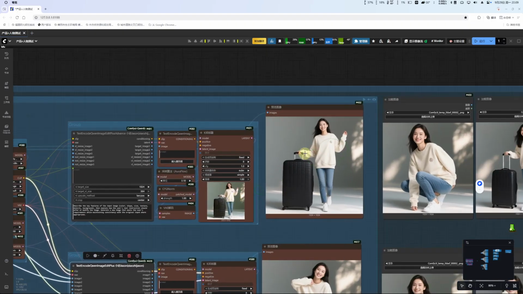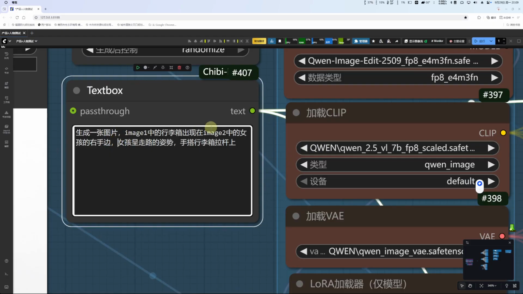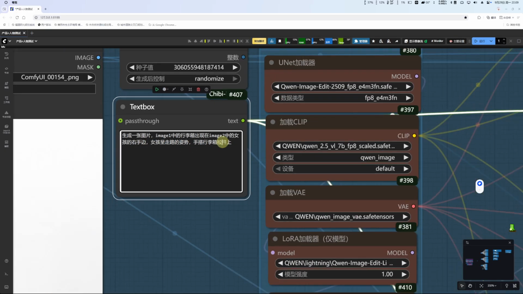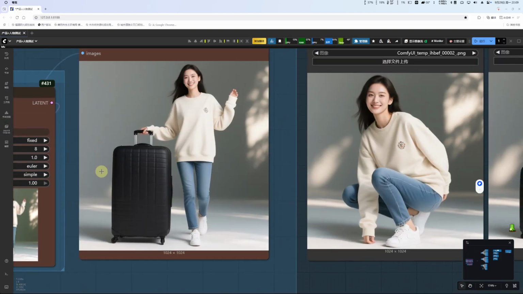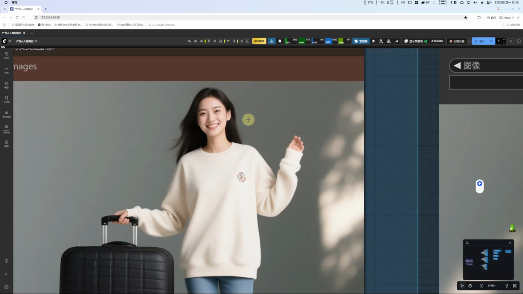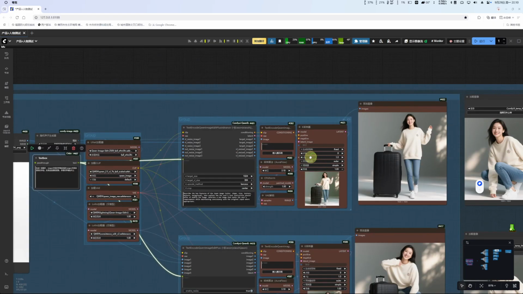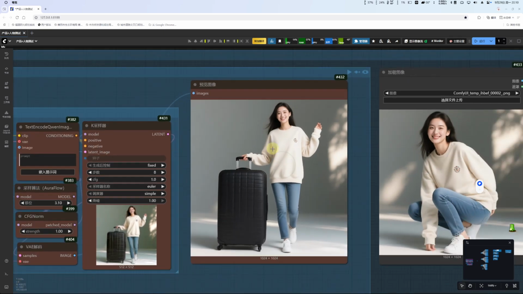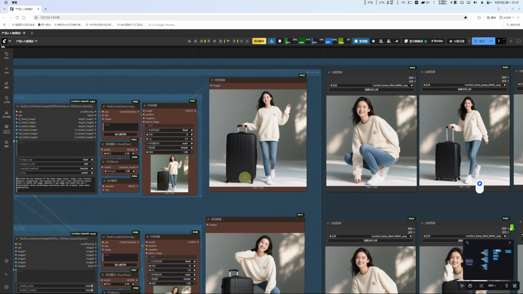However, there is a problem here. Our prompt actually says that the suitcase is on the girl's right hand, and she is in a walking position, with hands on the suitcase lever. First of all, the walking posture is not very effective, not very strong. The second is that the face is still different from our original character. In other words, this consistency has decreased. And it doesn't have a strong understanding of this prompt.